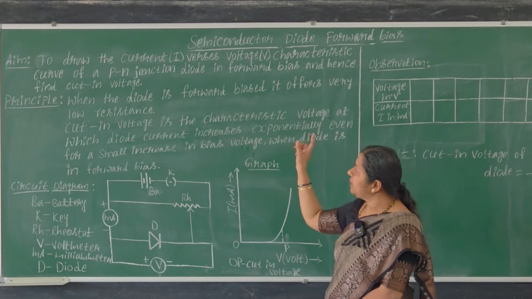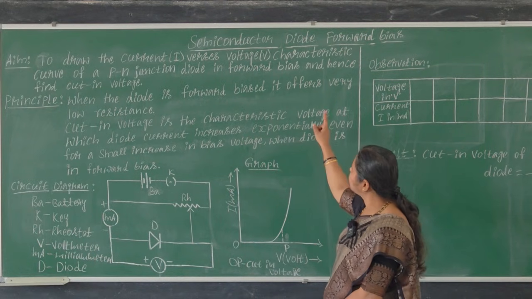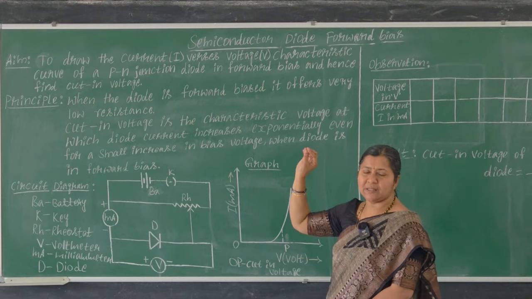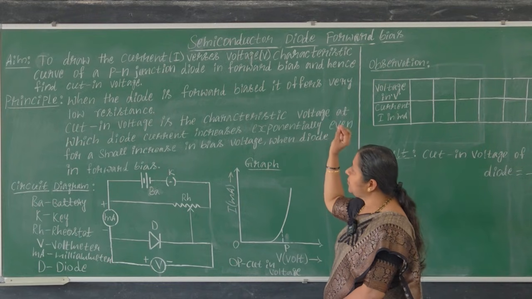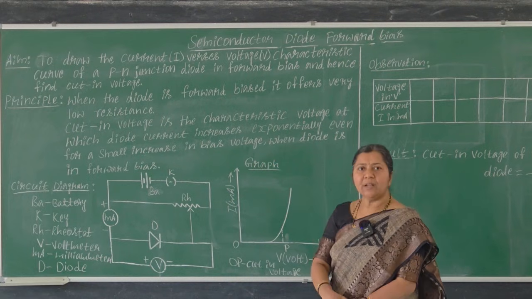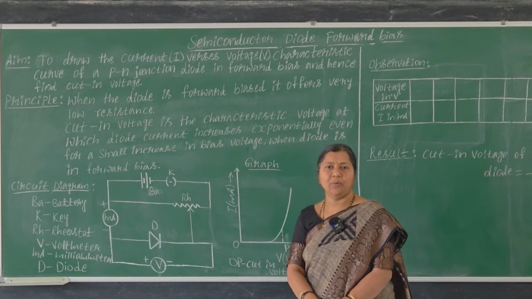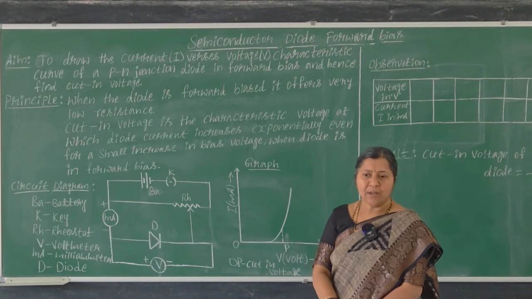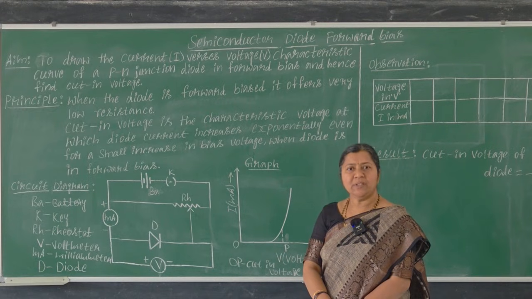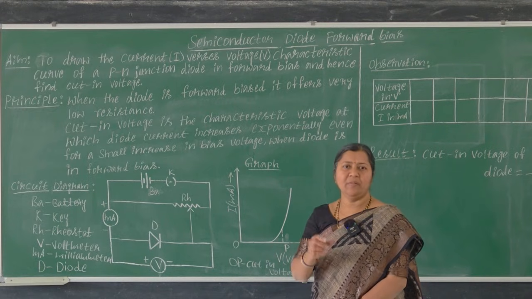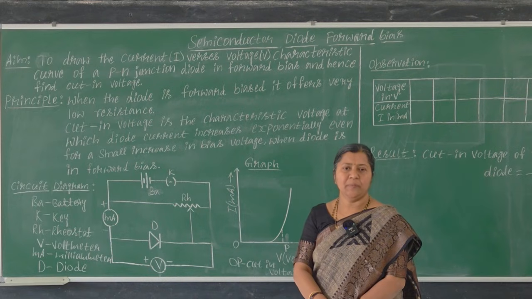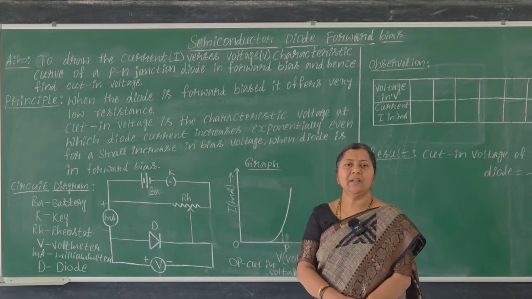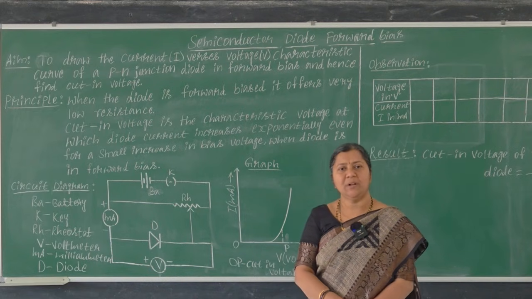when the diode is in a forward bias condition, it offers a very low resistance. It starts conducting current in a larger manner. And then, what is a cut-in voltage? It is a characteristic voltage of a diode at which the current exponentially increases for a small variation in voltage during forward bias mode. Before actually starting the experiment, we should know what a diode is.